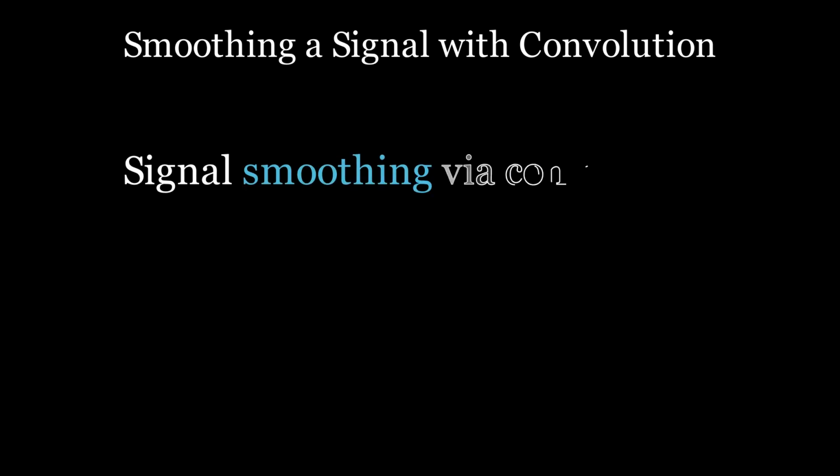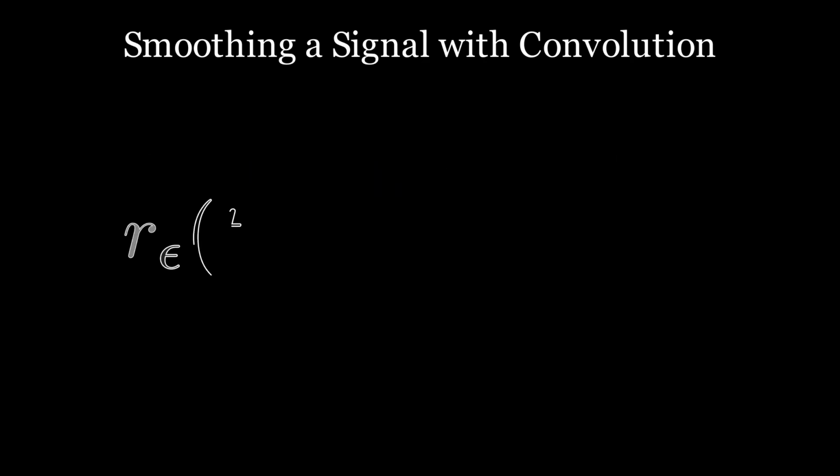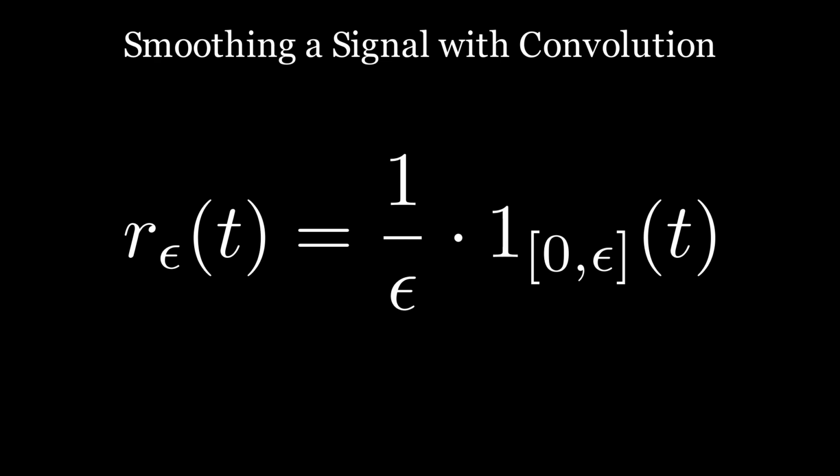We can smooth a signal by convolving it with a rectangular function. This process averages the signal over a small interval, reducing sharp changes. Here, r_ε(t) is a rectangular function of width ε and height 1/ε.